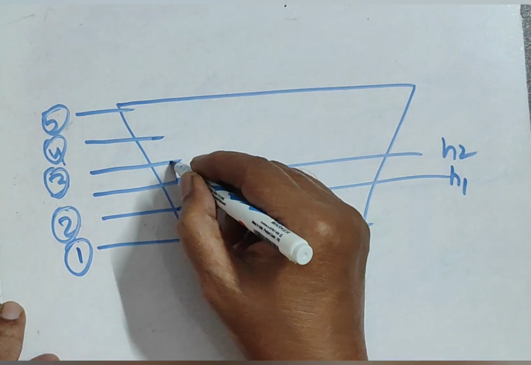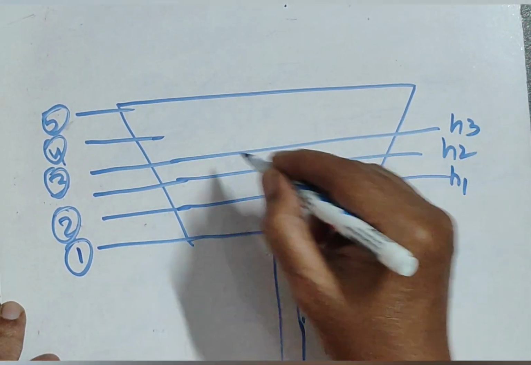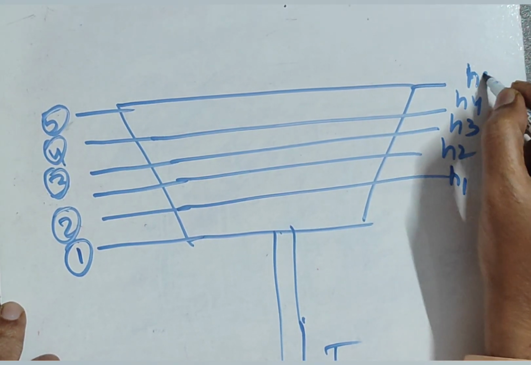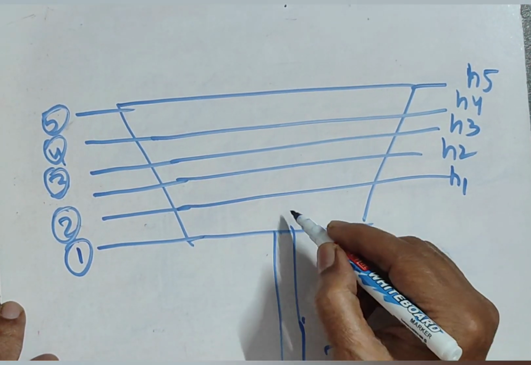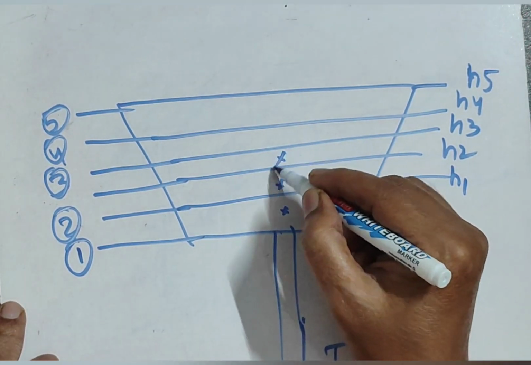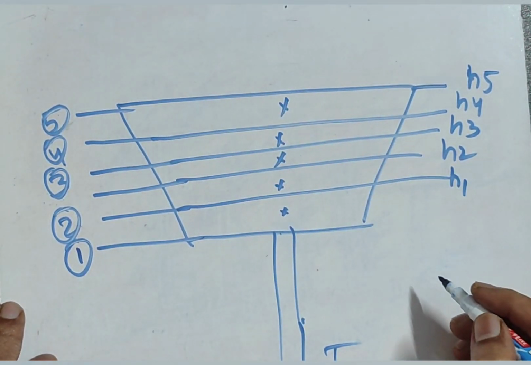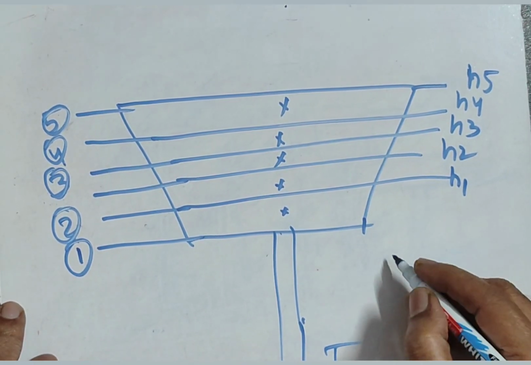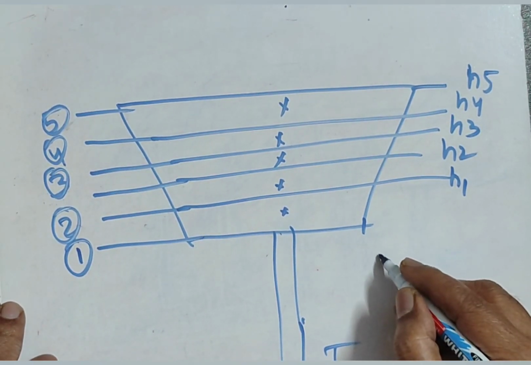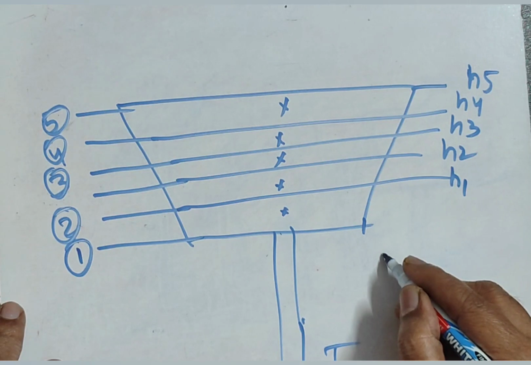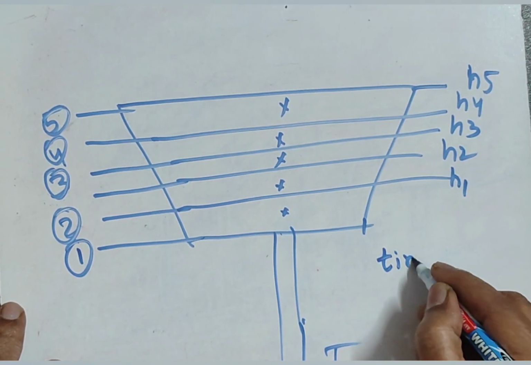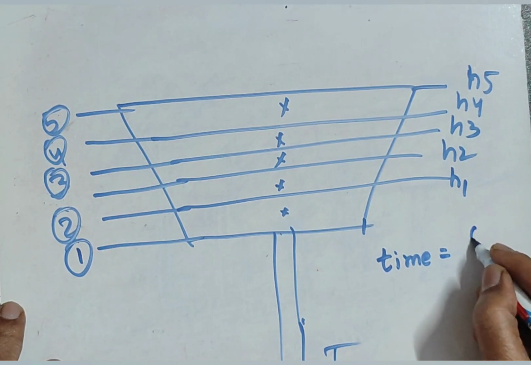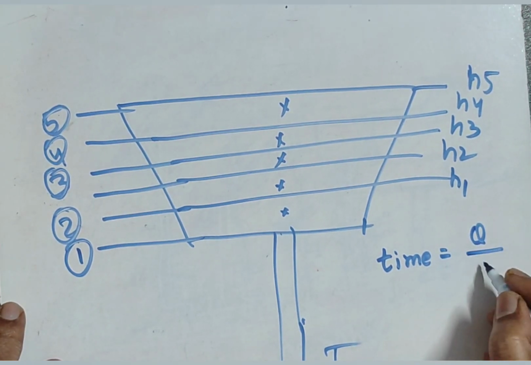Assume these to be of equal heights, h1, h2, h3, h4, h5. It is not at the top level, it is at the center of gravity levels, not at the top level. All are center of gravity levels of each small portion. For convenience, we will assume h1 equals 1, h2 equals 2, h3 equals 3 and so on.